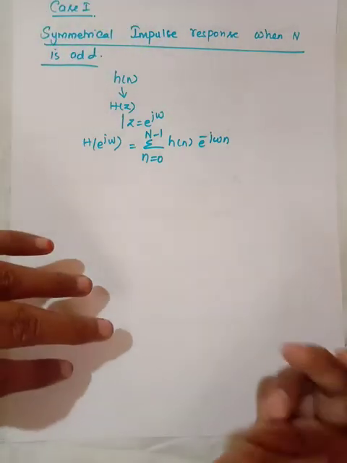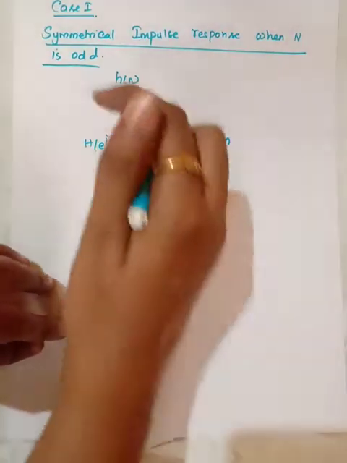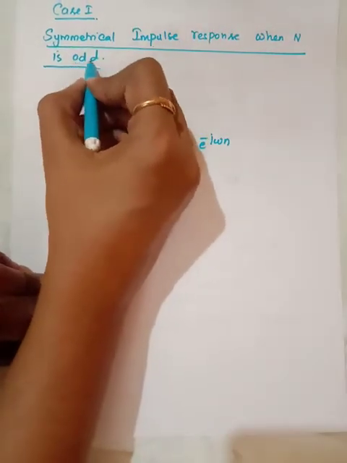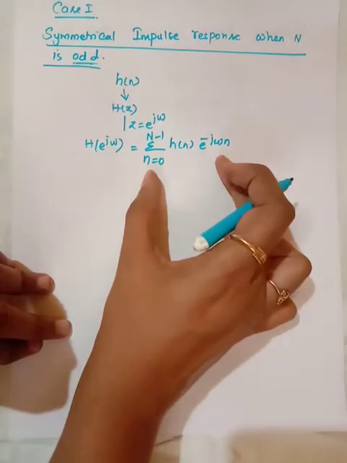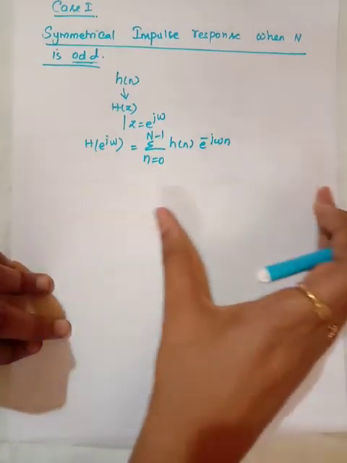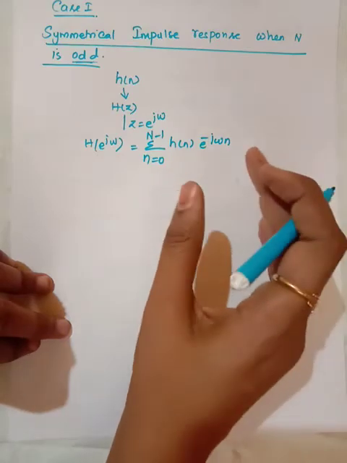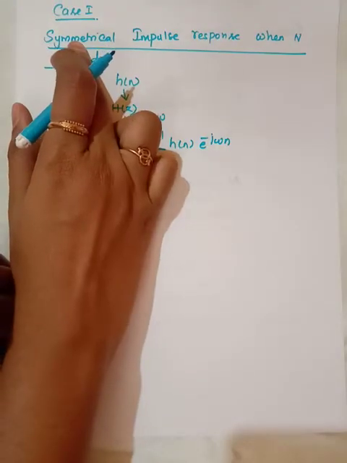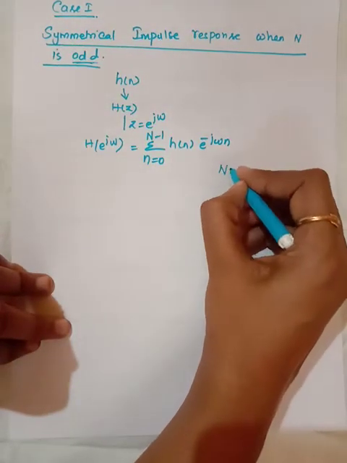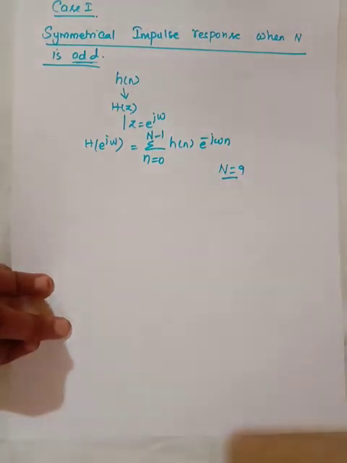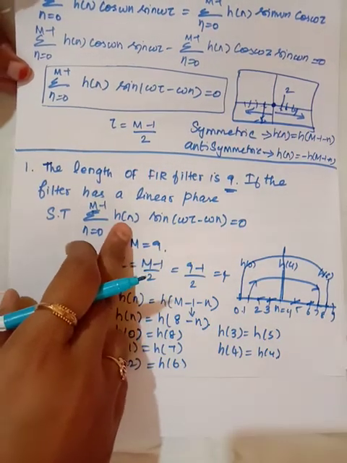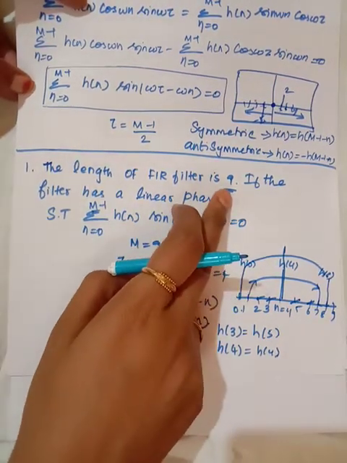Here it is given that N is odd. Now we are going to split this summation into equal parts. Why am I splitting it? Because it is a symmetric response. Consider N equal to 9. We have seen this problem in the last video. Here N is equal to 9.